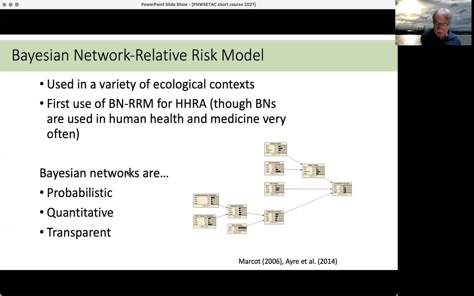Again, a Bayesian network. We talked about these in part 1. I've used them now in a variety of ecological contexts. And 2017 seems so long ago. We've published several other papers since then. Our Bayesian networks, as we talked about before, are probabilistic, quantitative, and transparent because of the software and the process that you go through when you build a Bayesian network.